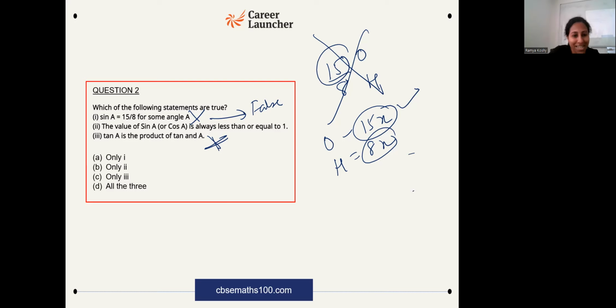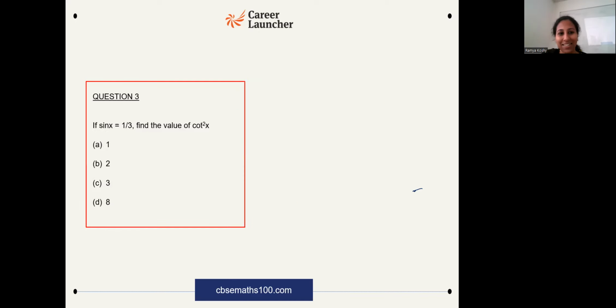The true statement is option 2. Second one is correct. Always please remember this is the property. The value of sin A or cos A always must be less than or equal to 1. So what's the correct answer? As most of you answered, the correct answer must be option B. Only 2. Okay? Following everybody? Is this fine? Okay. Let's continue. Try this one.